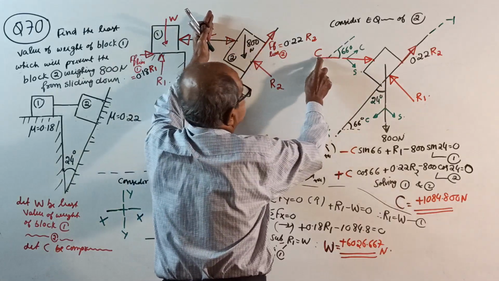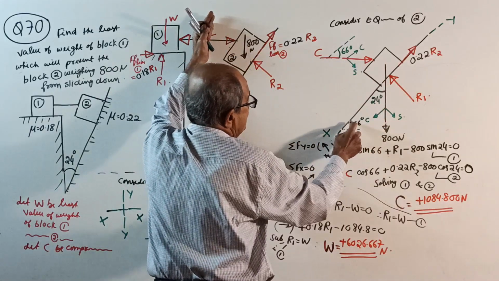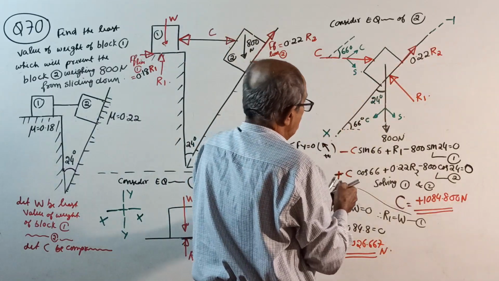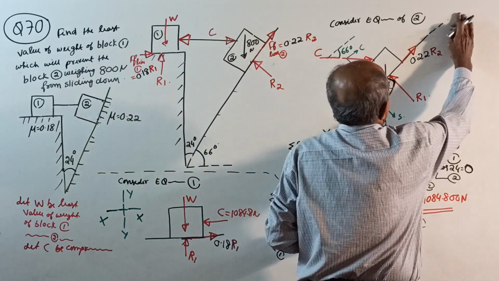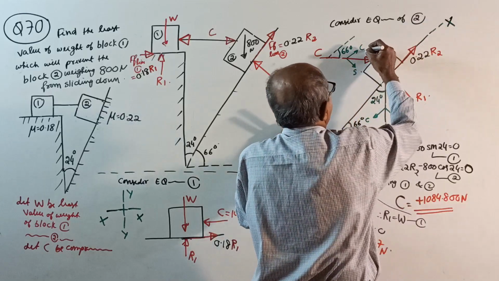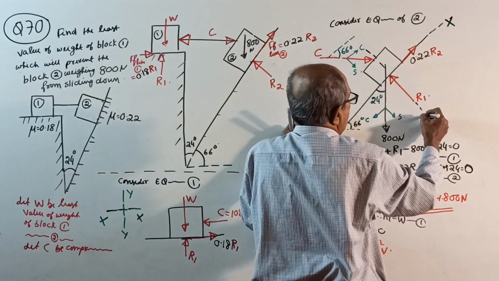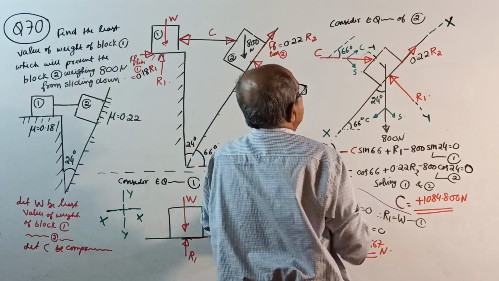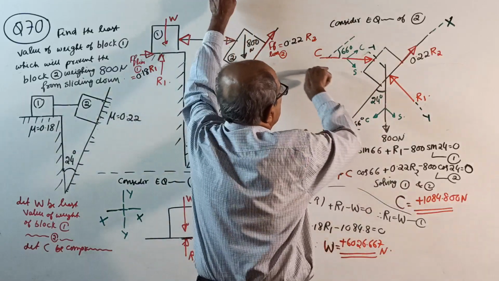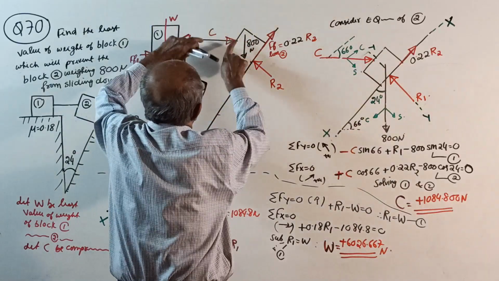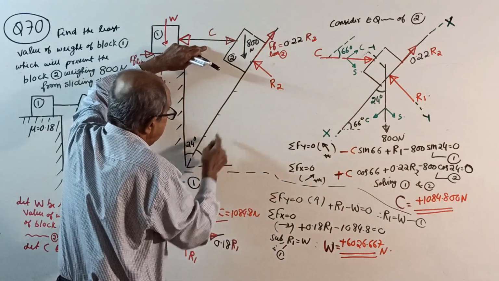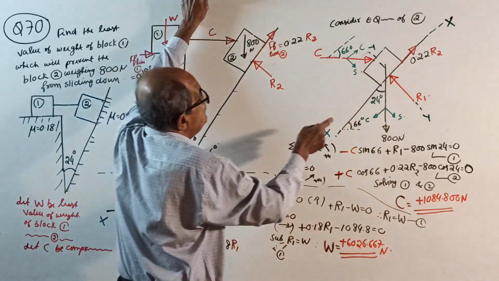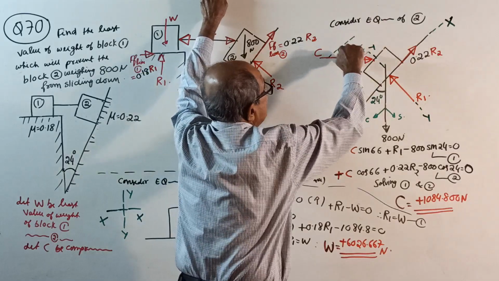This compression force C makes 66 degrees with the horizontal. This is our X, and this is your Y, as usual. Now, see here, compression force C is horizontal, meaning it acts along the plane, along the X-axis, with the X-axis at 66 degrees, so cos and sine.